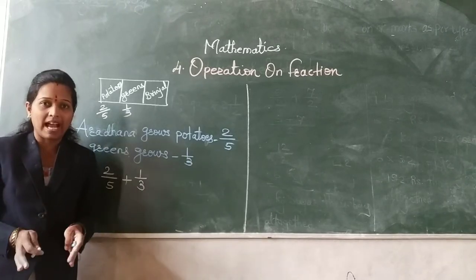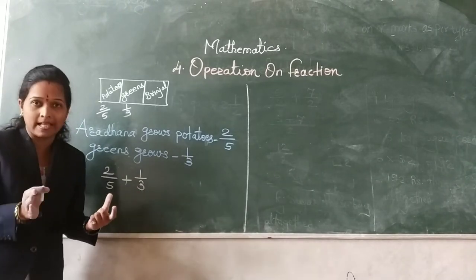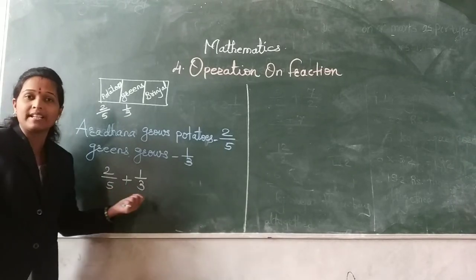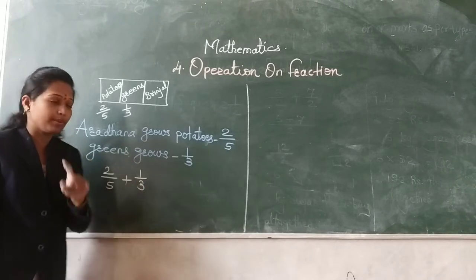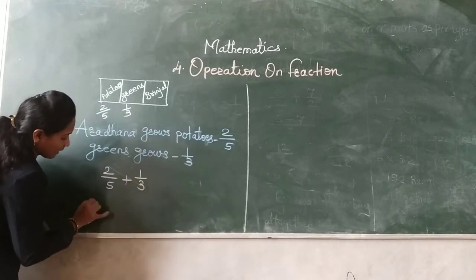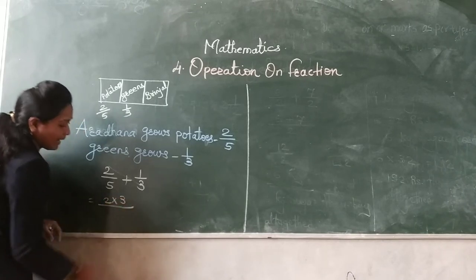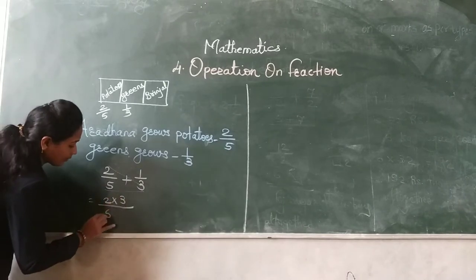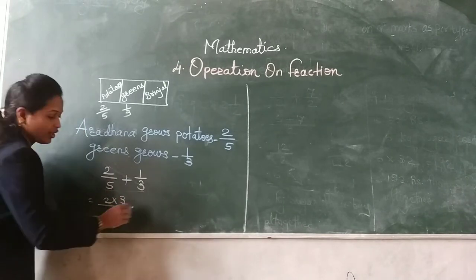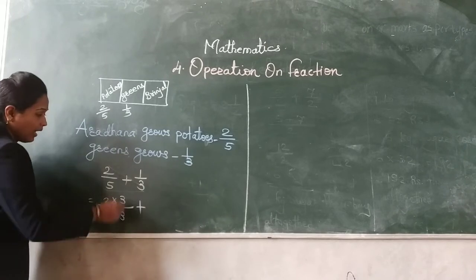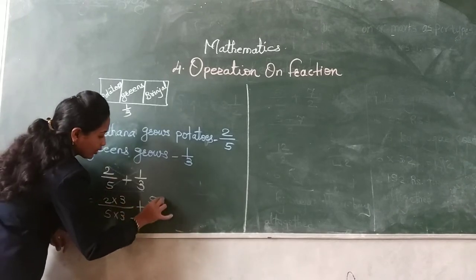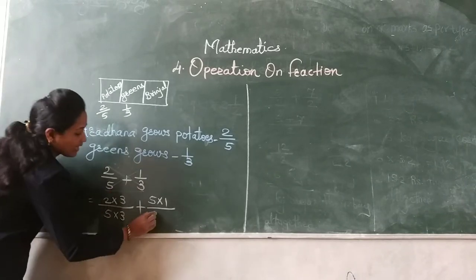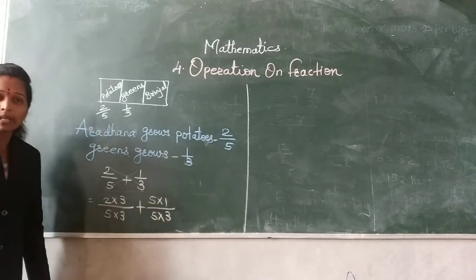whenever we have to do the addition, we want the denominator same. But here the denominator is not the same, the denominator is different. Here is 5 and here is 3. So first of all we have to do the cross multiplication, that is 2 multiplied by 3. And the numerator multiplication we can write in the numerator side, that is 5 multiplied by 1. We can do the addition, so give the sign of addition. And the denominator is 5 multiplied by 3. Okay, so do the addition.